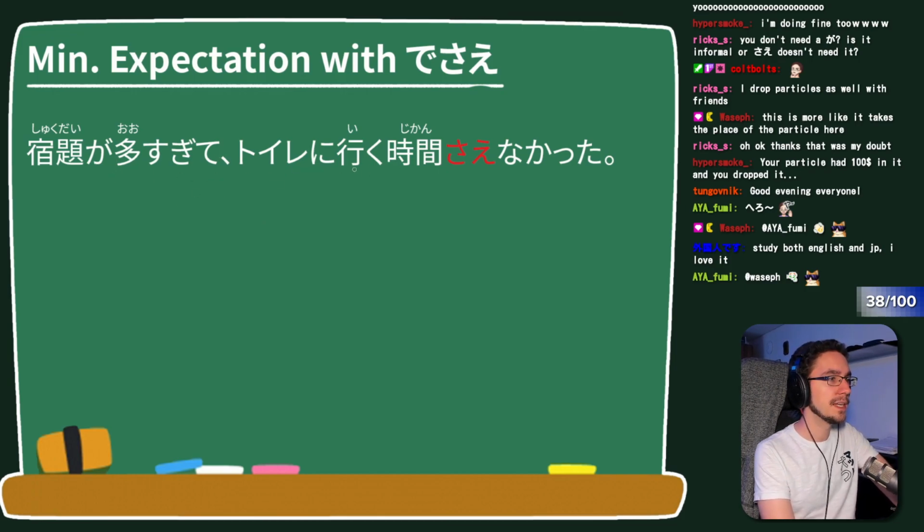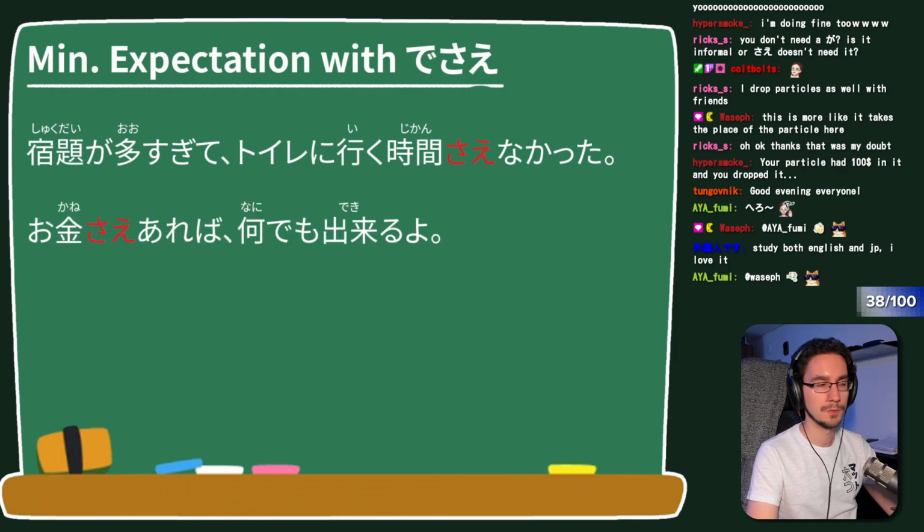And then トイレに行く時間さえなかった. So there wasn't even the time to go to the toilet. So there was so much homework, I didn't even have time to go to the toilet. That's what this means. Let's go to example sentence number 2, which is this one.